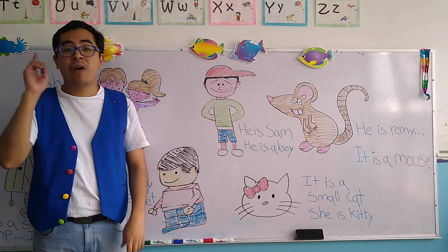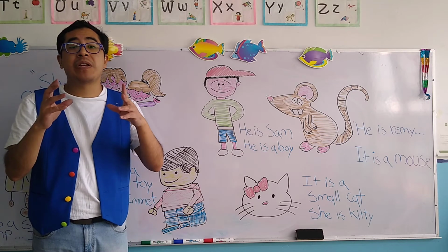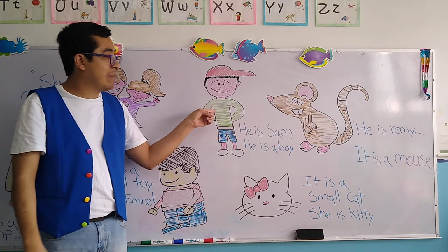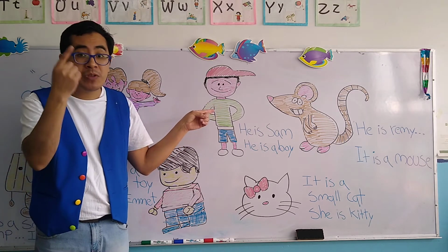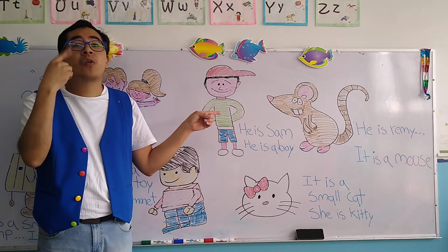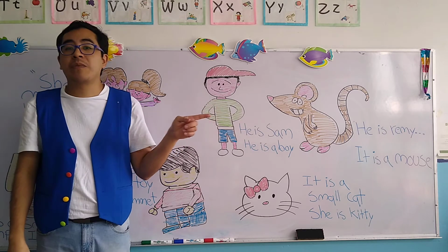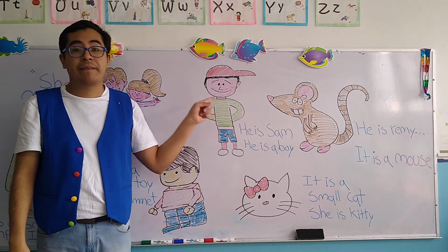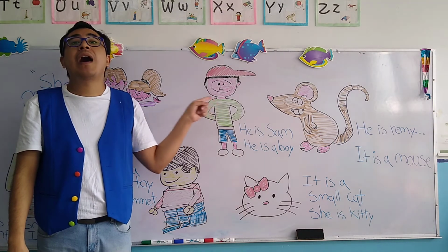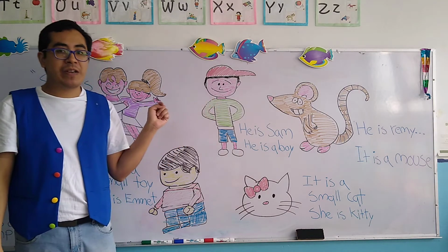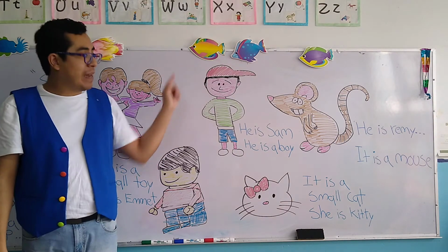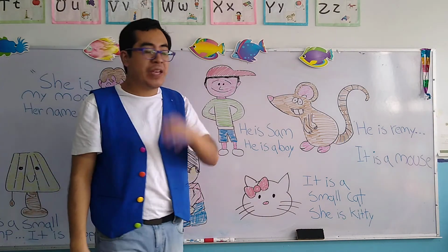One more time. Remember, it's very important that we point at the figure. Es muy importante que señalemos la imagen para que podamos asociar las palabras con lo que nos estamos refiriendo. He is Sam. He is a boy. Very good. Él es Sam. Él es un niño. Let's continue with the third sentence.